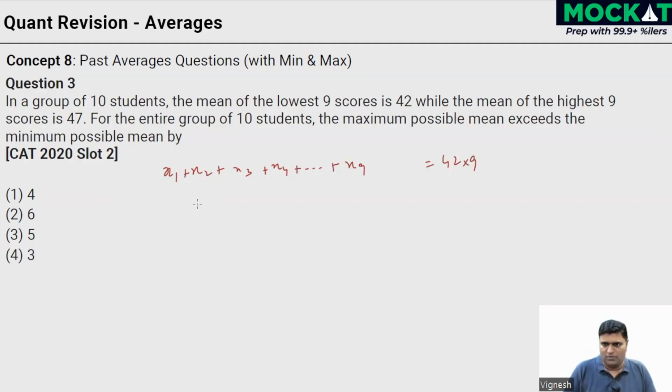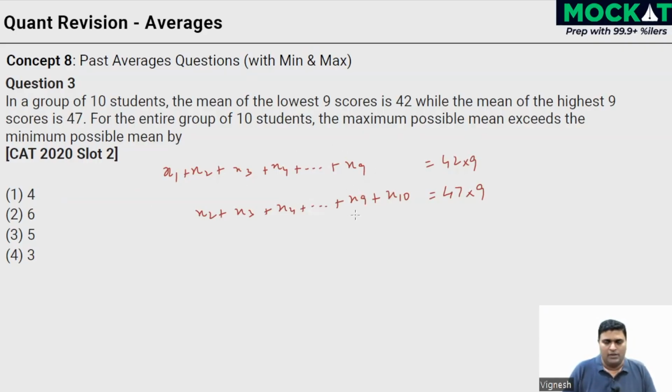Okay, so what about the highest 9? Highest 9, I'm going to leave out the lowest fellow x1. I'm going to go for the highest over here. And that's going to be the rest of them ending with x10. And that total is coming to 47 into 9. Okay. Now, what do I need to find over here? The maximum possible mean, sum of everybody divided by 10, right? What is the maximum possible, minimum possible? I have to find the difference of that.